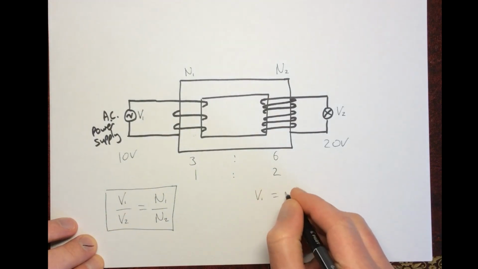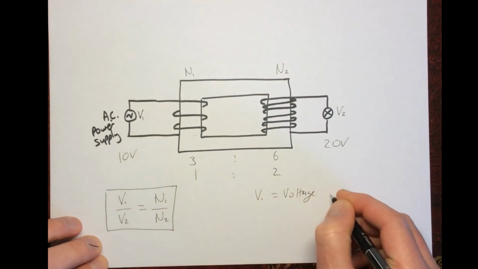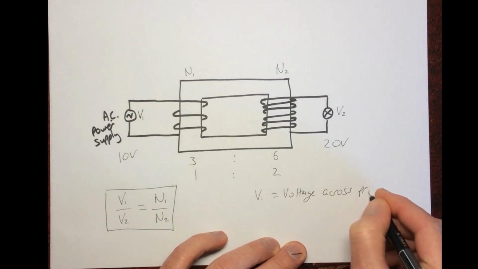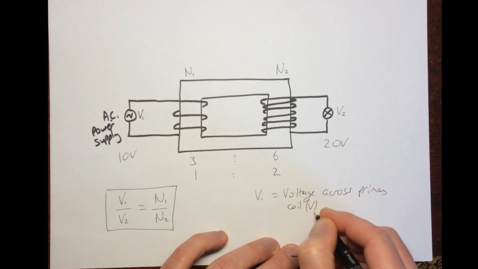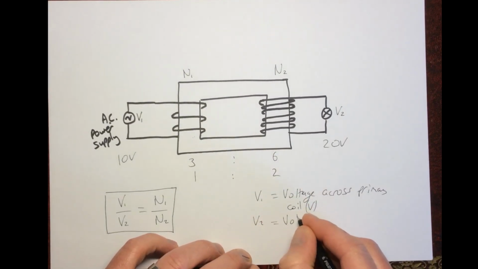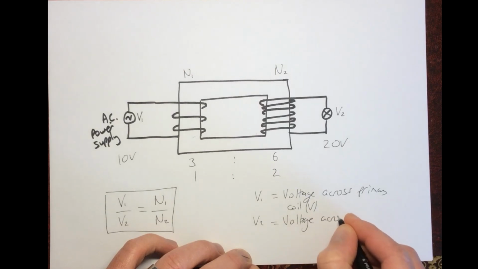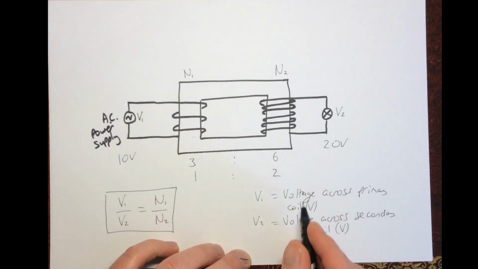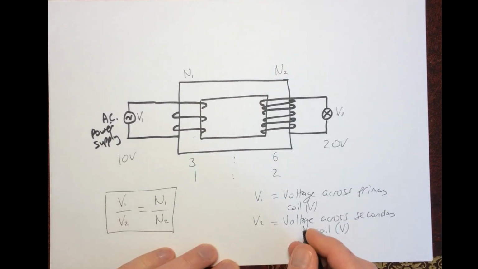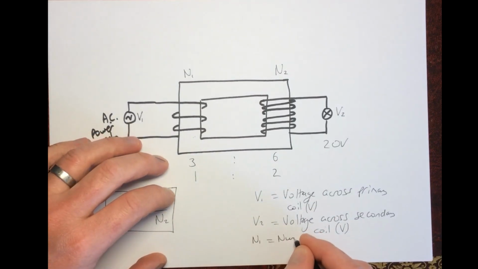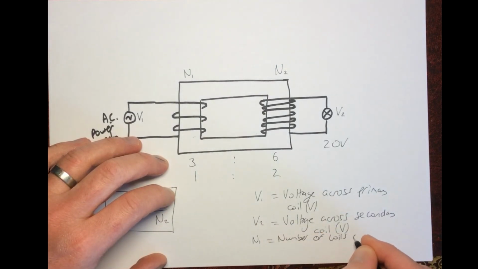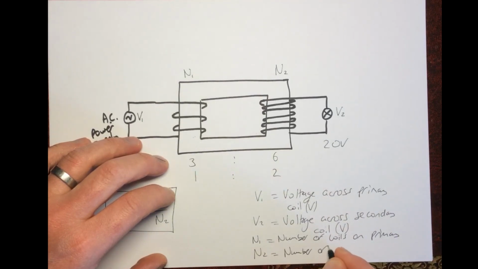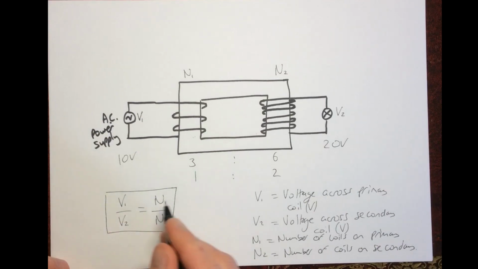So V1 is the voltage across the primary coil, and that's in volts. V2 is the voltage across the secondary coil, and again that's in volts. Now remember, instead of voltage we could say potential difference. N1 equals the number of coils on the primary winding, and N2 equals the number of coils on the secondary side of the transformer. Okay, so that equation, you need to be able to use that.